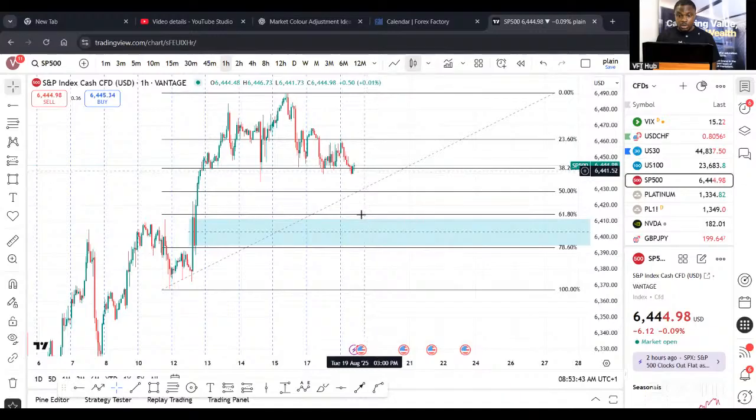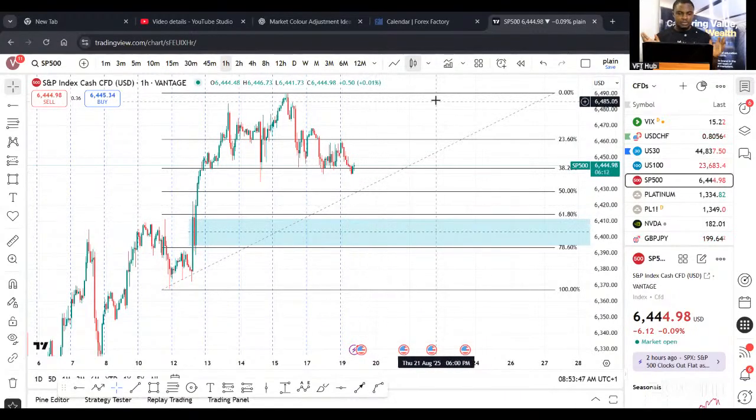If it eventually wicks down here and then taps into this other block for it to continue to the upside, fine and good. But except for that, there's actually no spot for us to buy on S&P 500 actively now. What we might most likely do is take trades on US 100 and US 30 while we just allow S&P 500 to rest, right?